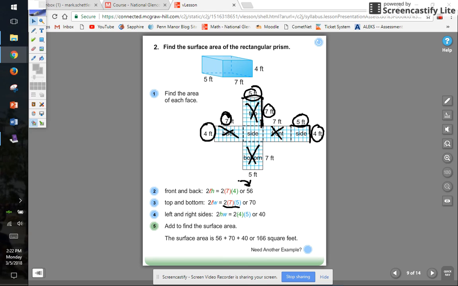Ladies and gentlemen, that's how you find the surface area of a rectangular prism. That's the maths you should know.